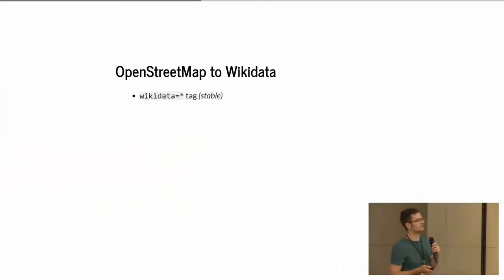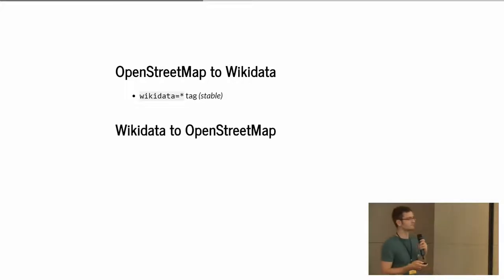So as we saw before, we have in OpenStreetMap this Wikidata tag, and this is stable. Because the Wikidata ID, even if it gets merged with another item, not when it gets deleted, but when it gets merged with another item, you get a redirect. So the tag is actually stable, so it stays the same. It's the other way around in OpenStreetMap.